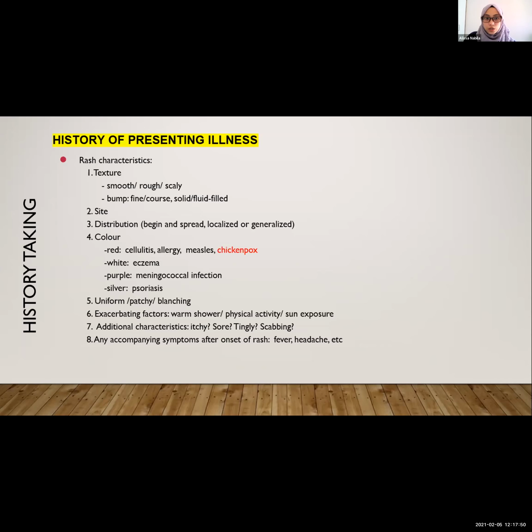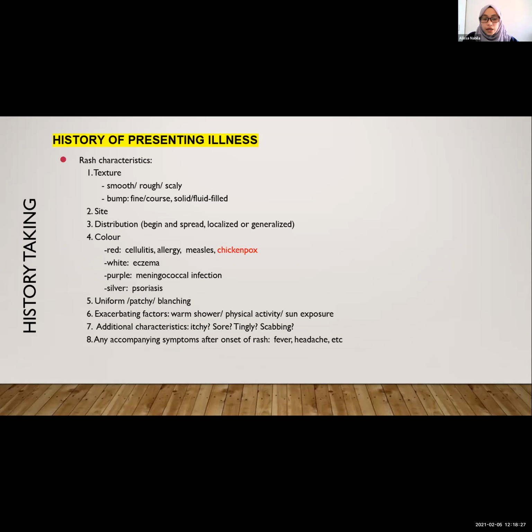Firstly, the texture: is it smooth, rough, or scaly? For chickenpox, it is usually associated with a bump which is coarse and has a fluid cavity inside. Then we ask where the rash first began, because in some diseases the rash starts from the periphery and spreads to the trunk. In chickenpox, it is usually concentrated on the trunk and head first, then spreads peripherally. Then we ask the distribution of the rash: is it localized or generalized? Shingles may be localized and unilateral, but chickenpox is usually generalized.